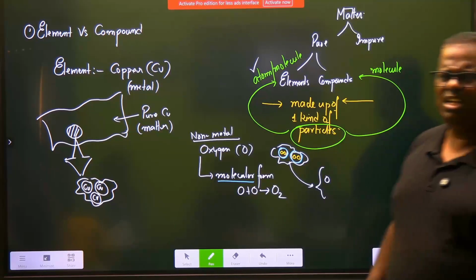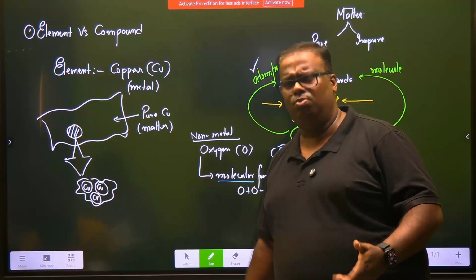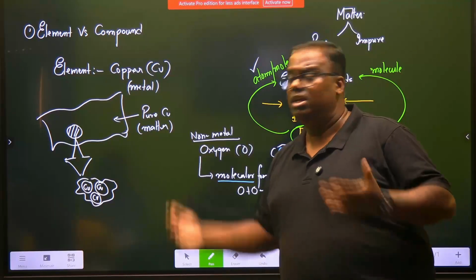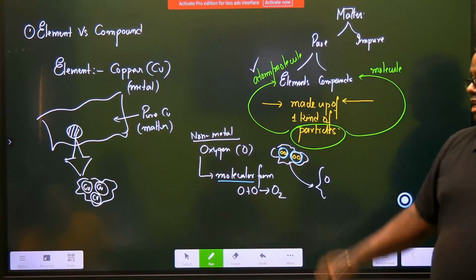So why is this N2? Why is this O2? Why Cl2? Why only Cu? Why not Cu2? These we will see in the coming stages. Is this much clear?